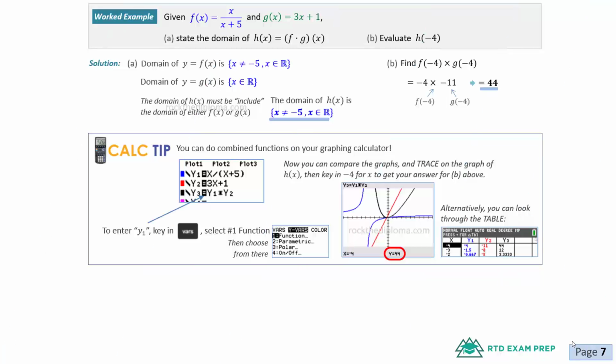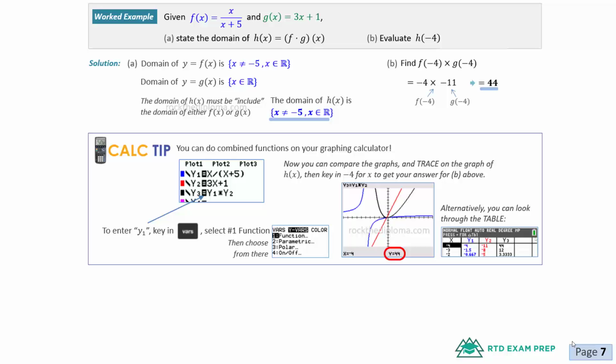Our next work example is another opportunity to consider a combined domain. Here, f of x is already a rational function, meaning we have to consider its non-permissible value generated by the denominator. Because x plus 5 would be 0 if x were -5, we must exclude that value from the domain. G of x, however, is 3x plus 1. That's a linear function and would therefore have a domain of all real numbers. So when we combine f times g of x, we simply combine the two domains. We've not introduced a division, so there are no new non-permissible values to consider. Simply, the domain of h of x would be x cannot be -5.